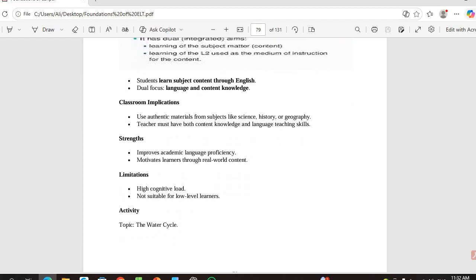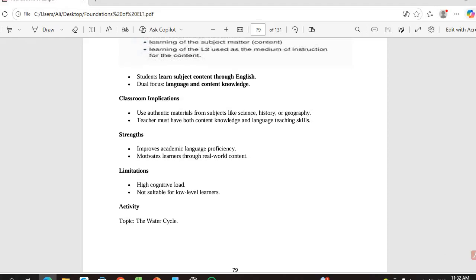It has some strengths. It improves academic language proficiency. It motivates learners through real-world content, but it has some limitations: high cognitive load, and it is not suitable for low-level learners. This is why I use it at the university level or high school level.